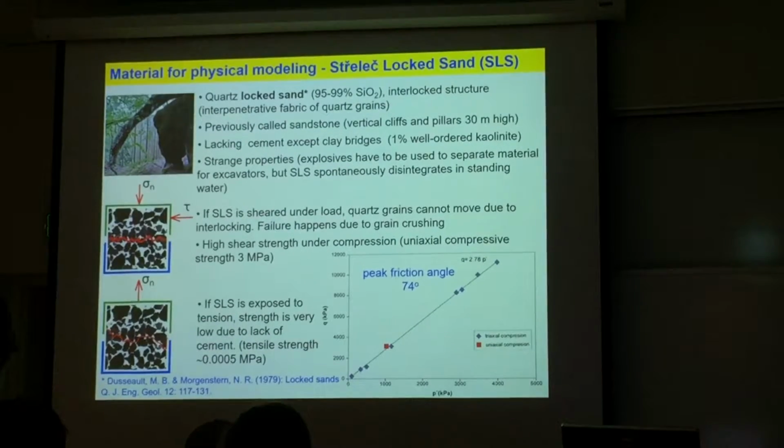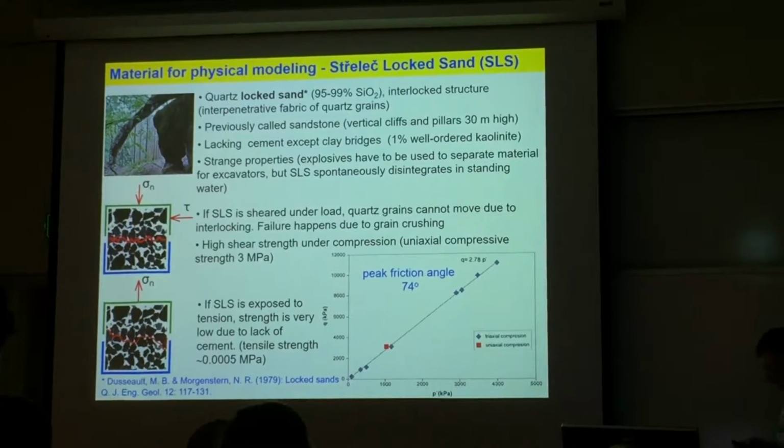When they were mining this material in the past, they used water. They just used pressurized water, and the water was removing the material easily. Then they switched to dry mining, and they could not use even the strongest excavators. They have to first blast the material with explosives because the excavator was not strong enough to scrape it. So this material decays in standing water spontaneously, and at the same time you cannot use an excavator to scrape it.